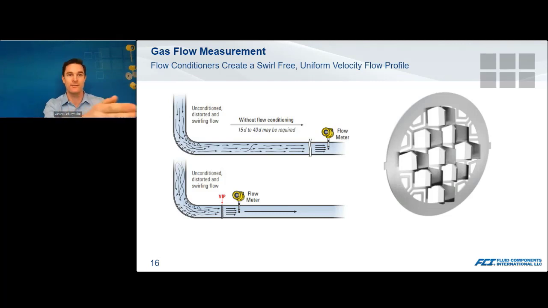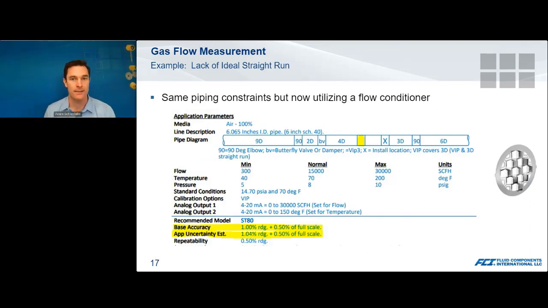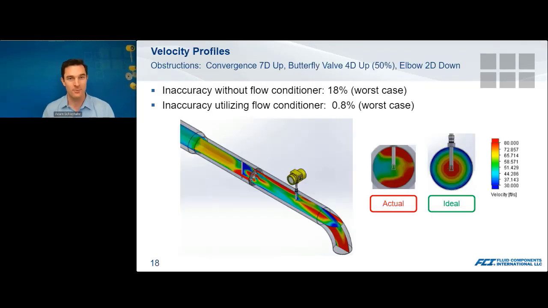So on the top, we see an elbow and we see plenty of straight run. On the bottom, we see an elbow and we see the instrument is installed much closer to the elbow and is still able to make an accurate measurement. So it reduces that required footprint that you would need. So in the same example, the flow plate reduces the uncertainty or the added inaccuracy from 9%, 8.76, down to 1. So going back to this example here, installing an elbow, installing a VIP plate, which is our flow conditioner, would reduce the inaccuracy down from 18% down to 0.8. So it gets you under that 1%.